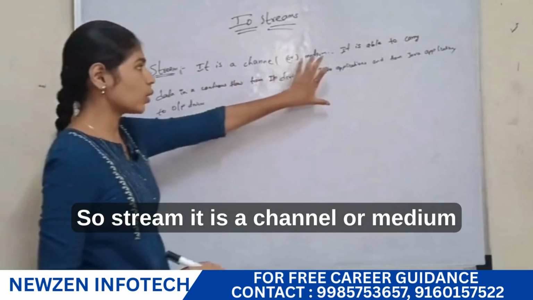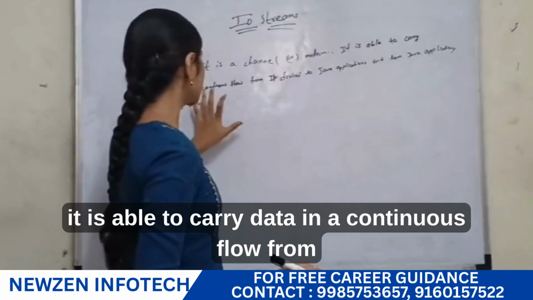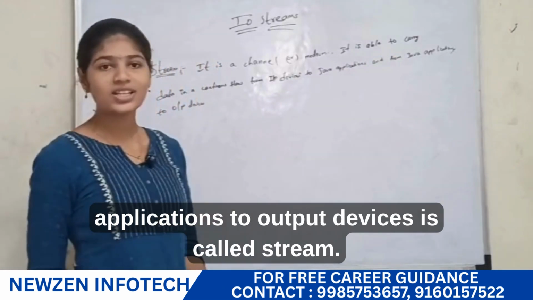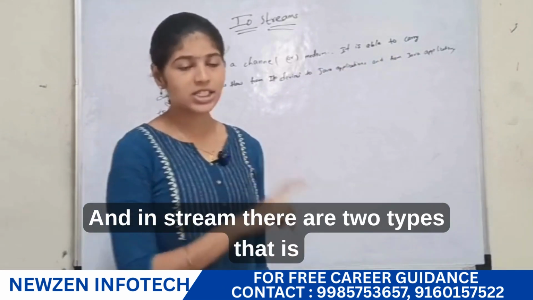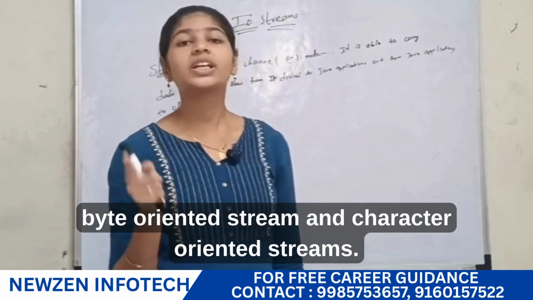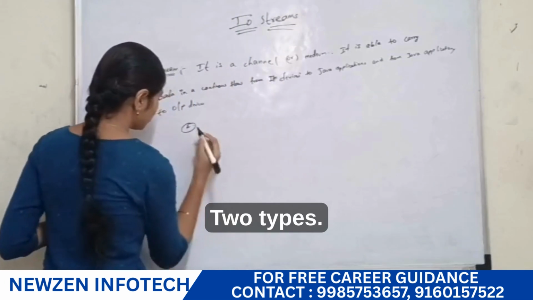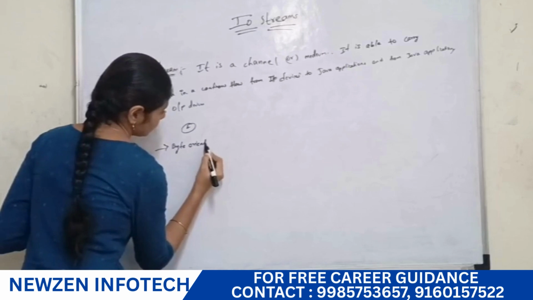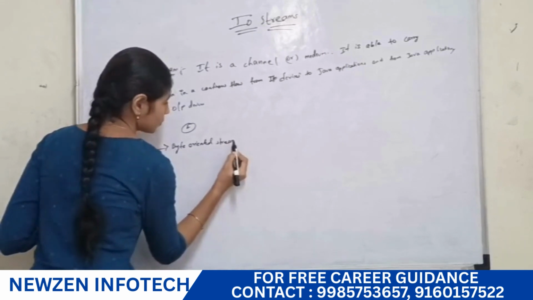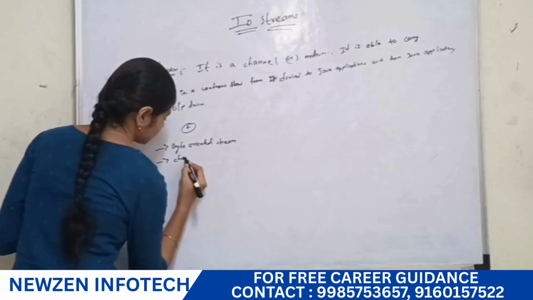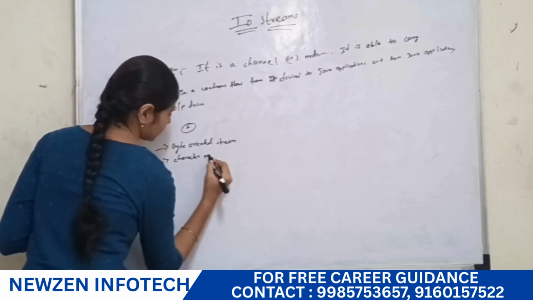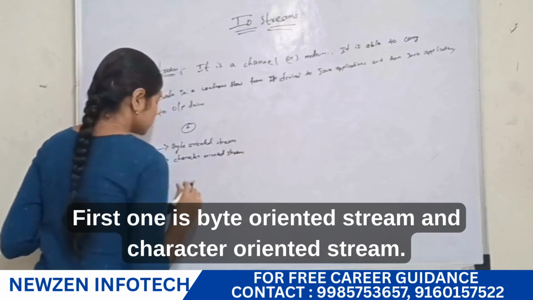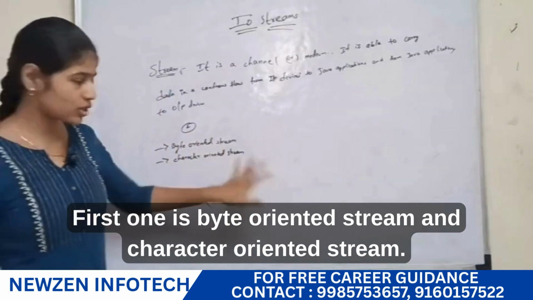A stream is a channel or medium that is able to carry data in a continuous flow from input devices to Java applications and from Java applications to output devices. In streams there are two types: byte oriented stream and character oriented stream.